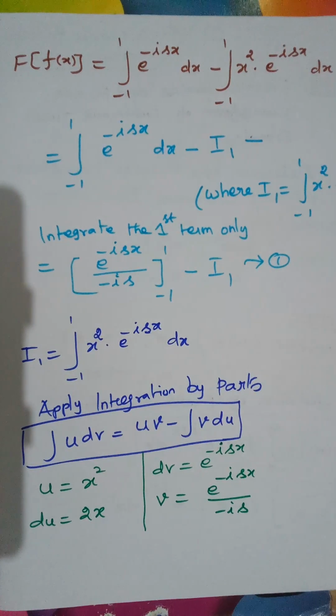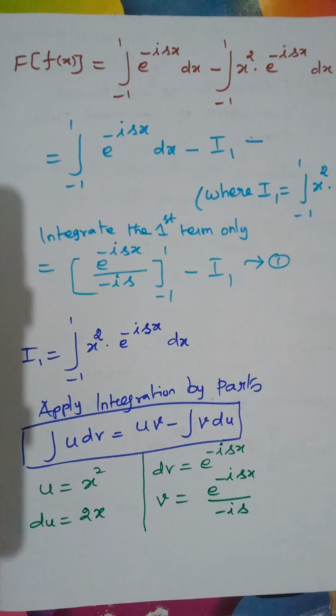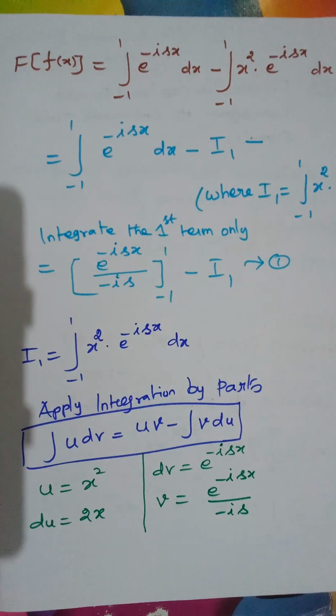See the problem. Capital F of s is equal to the integral from minus 1 to plus 1 of e power minus isx dx. This is the first one; 1 minus x squared is given, so I'm going to split the integral. And the next one: minus the integral from minus 1 to plus 1 of x squared e power minus isx dx. So there are two terms in the integral. The very first one is easy to integrate, but the second part, let us take I1. First I have to solve I1, then I'm going to apply it in equation number 1.